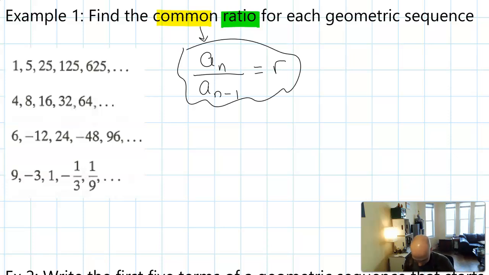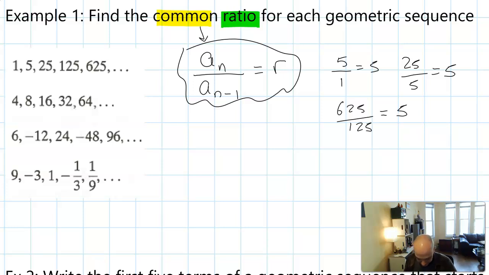So let's check that out. For the first sequence, the second term divided by the first term is 5 over 1, which is 5. Third term divided by the second term, 25 over 5. Oh, that's 5. We could do 625 over 125, those last 2 terms on the page. That's going to be 5 as well. So the ratio here for this first one is definitely 5, which is what it looked like. That's what we thought. But it's nice to have a way to divide terms to be sure.